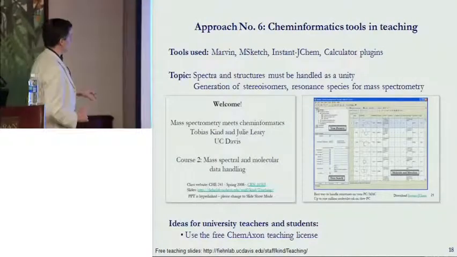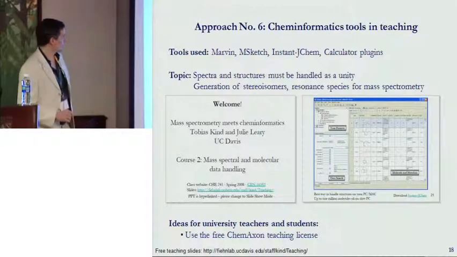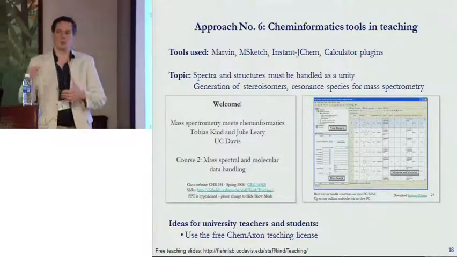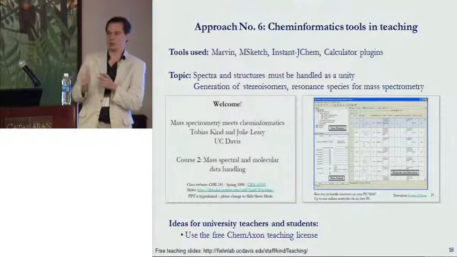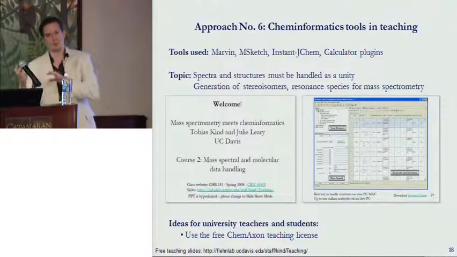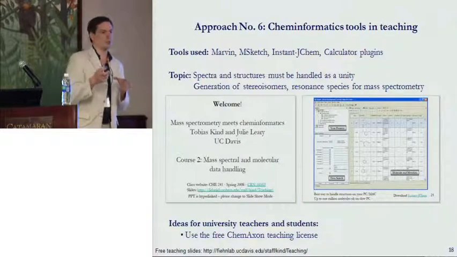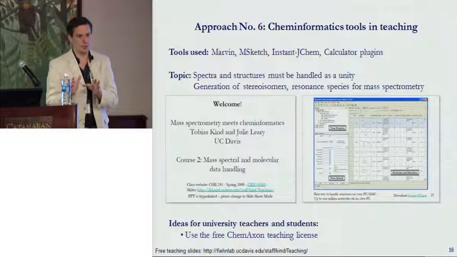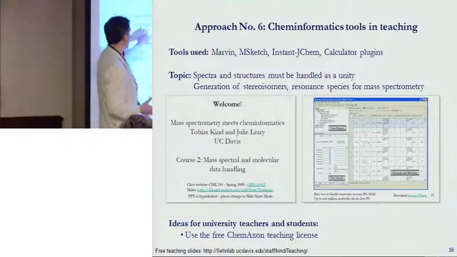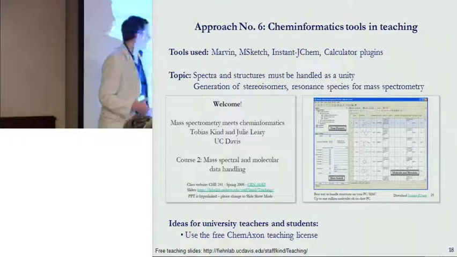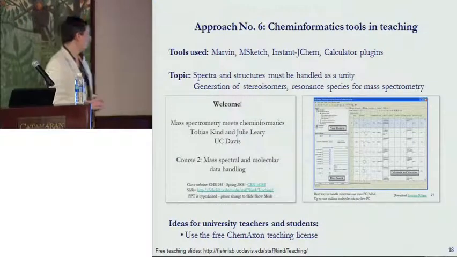Our sixth approach is using tools like Marvin, MSketch, Instant-JChem, and also the calculator plugins for students, basically telling them that if you are working in metabolomics or mass spectrometry, you have to handle these molecular spectra, including not only mass spectrometry but also NMR, and the structures themselves as a unity. The spectra do not exist independent from the structures, but many chemistry students really have a hard time going beyond just drawing a molecule, because they were not exposed to the tools. So I think it is very important to expose students to those tools, so that they can generate stereoisomers, resonance species, use Instant-JChem on their own, like as a lab notebook, or use Reactor for creative thinking.